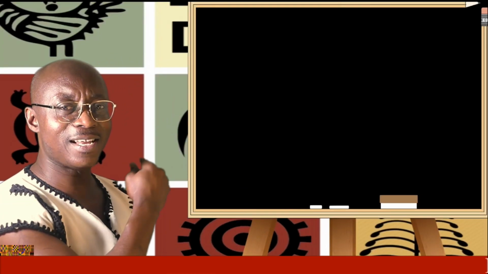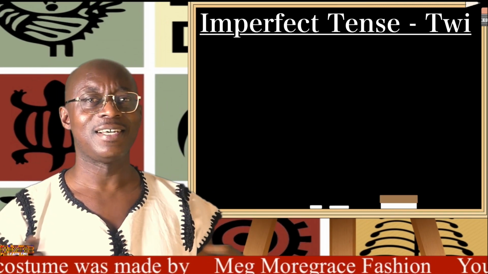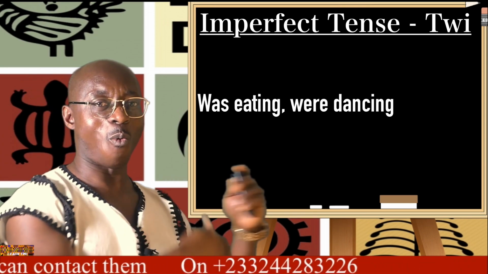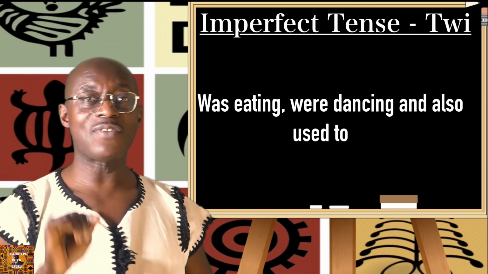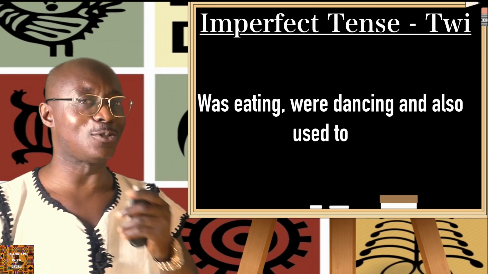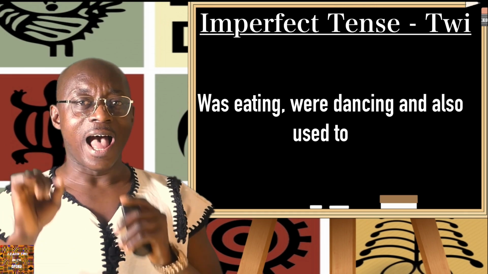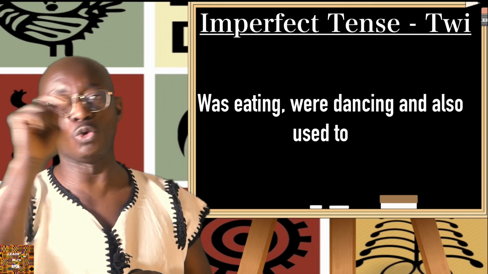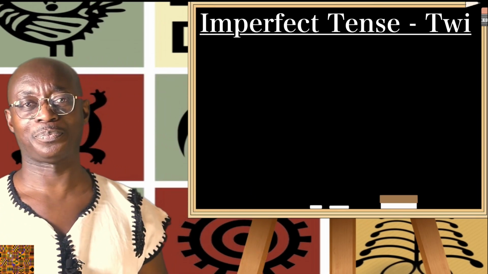In the preceding lesson, we said that the imperfect tense in English takes the forms was eating, were dancing, and also used to. And in fact, we studied the form was eating, were dancing, and so on. The question was, how do we construct imperfect tense in Twi in the form used to? So, let's set the ball rolling.